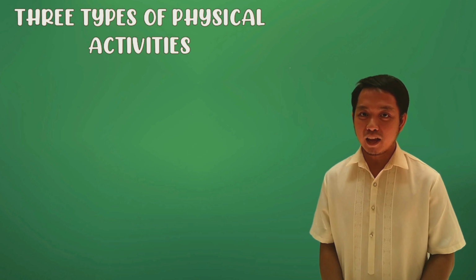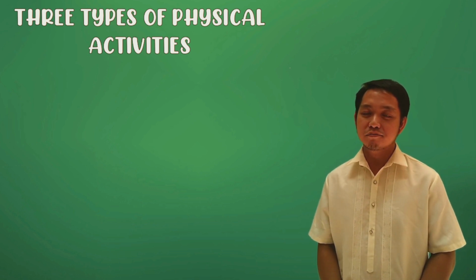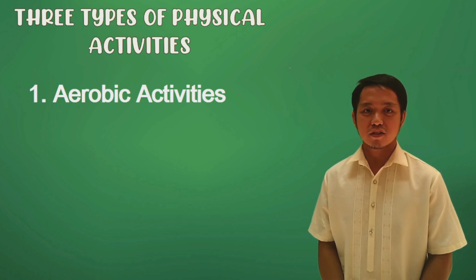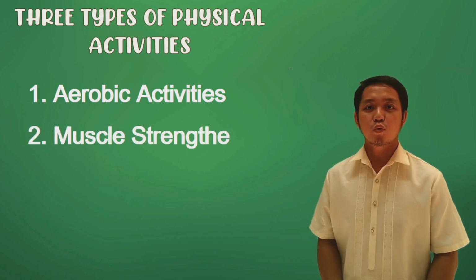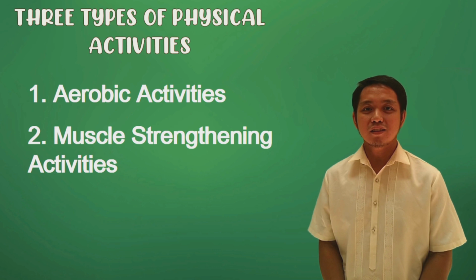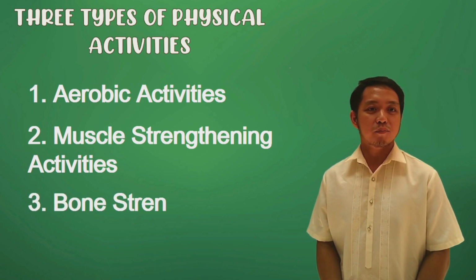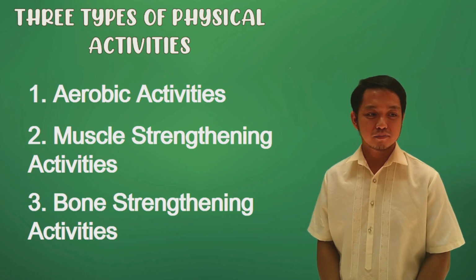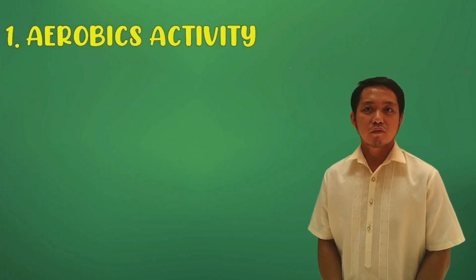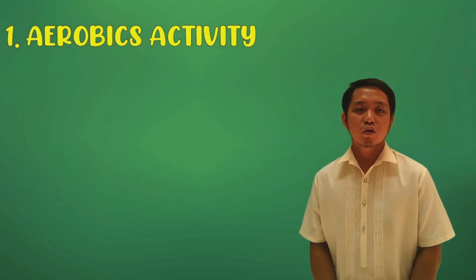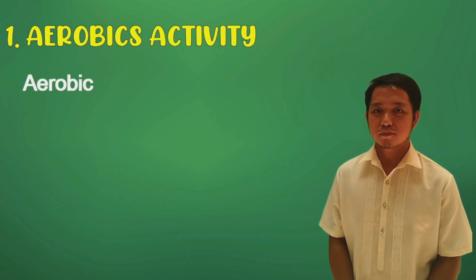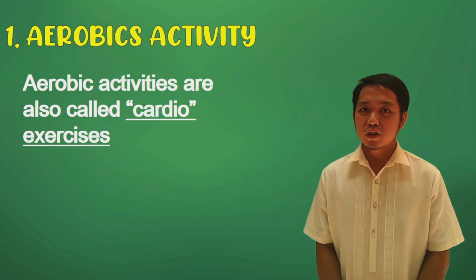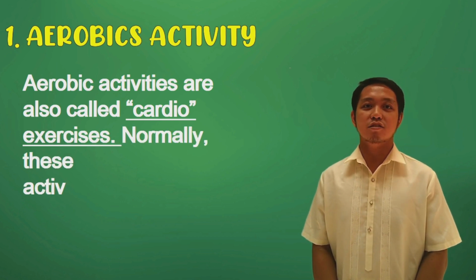And what are the three types of physical activity? Number one, aerobic activities. Number two, muscle strengthening activities. Number three, bone strengthening activities. First, let's talk about aerobic activities. Aerobic activities are also called cardio exercises.